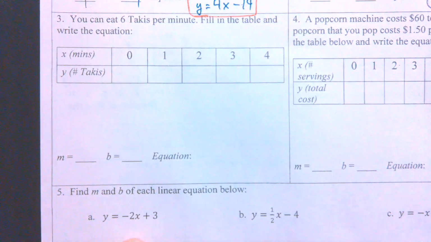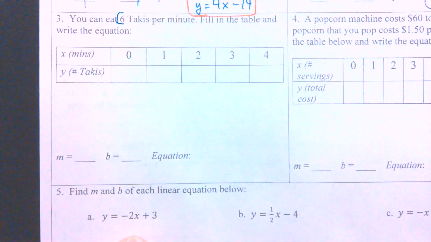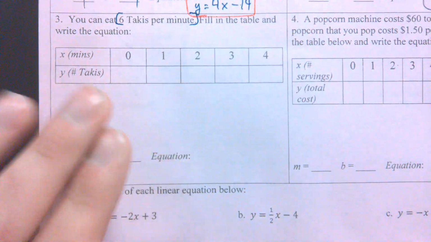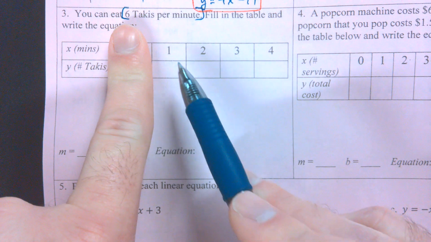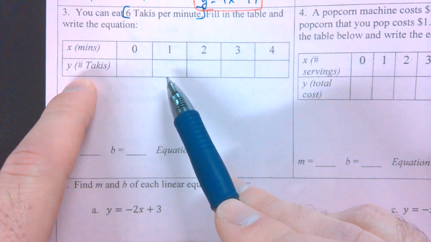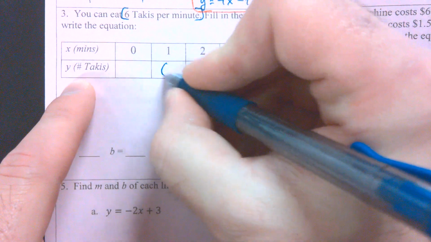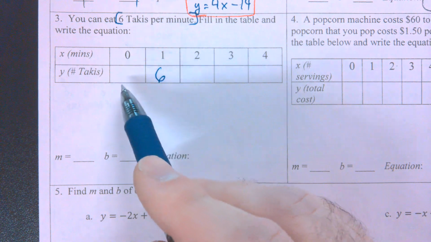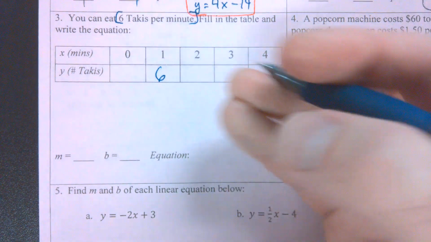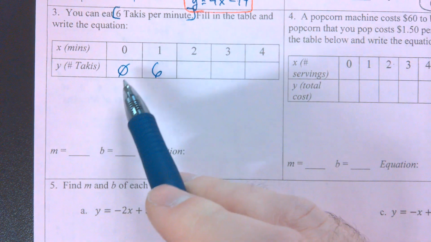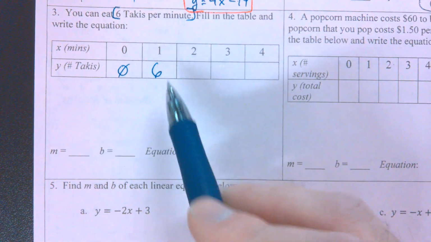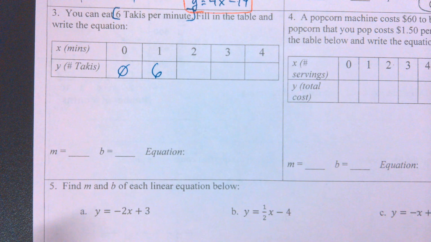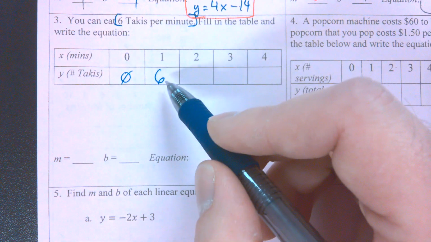Our problem tells us, and this is where a couple people had some confusion yesterday. I got a lot of questions about this. 6 Takis per minute. So let's ignore the 0 for a second. After 1 minute, how many Takis could you eat? 6. Thank you, Jaren. So after 0 minutes, how many Takis would you be able to eat? 0. I had a lot of people plugging in 6 in my first box and then moving it along. But if no time has passed, then you're not able to eat any Takis, right? 1 minute, you can eat 6.